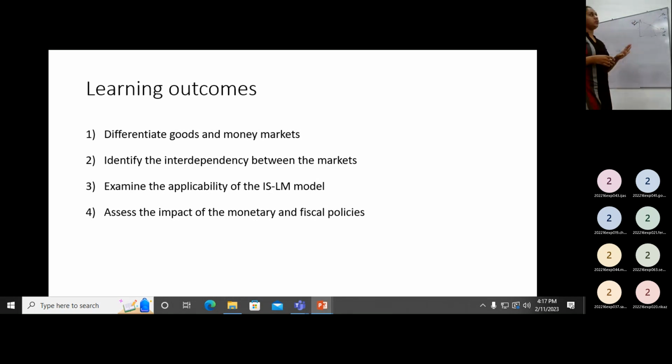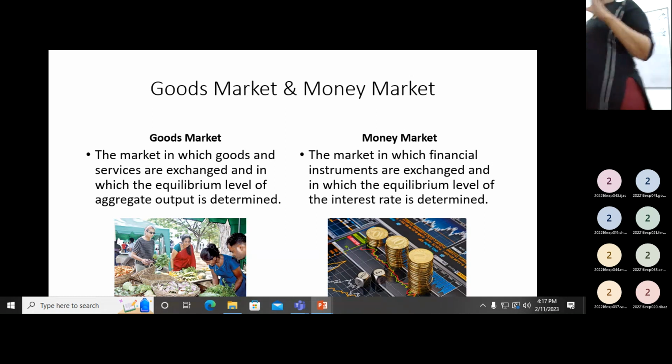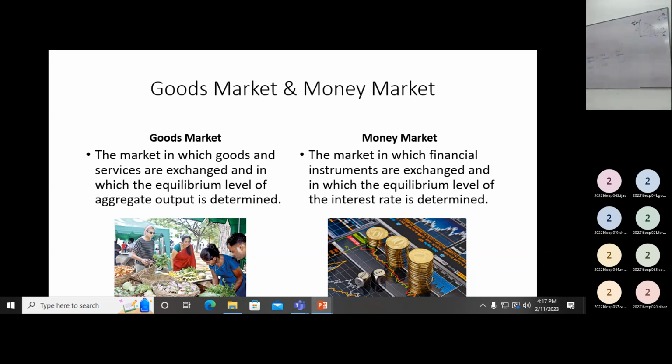So this is where we are going to talk about the goods market and the money market. What is the goods market? In simple terms, it is where goods are exchanged, the market in which goods and services are exchanged and in which the equilibrium level of aggregate output is determined. So the concepts of aggregate demand and aggregate supply come into play in the goods market. You have the demand curve, called the aggregate demand curve, and the supply curve, called the aggregate supply curve. What is exchanged in the goods market are normal goods and services, so here you have the price level and the quantity of output. So that is the goods market.